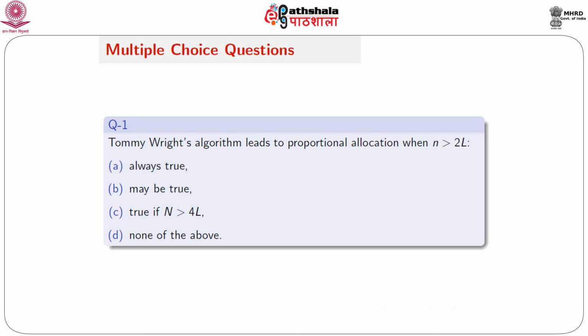So given that understanding about proportional allocation, is it that the Tommy Wright's algorithm that we have seen, by preparing the two-way table and picking the top numbers, leads to proportional allocation? Is it that Tommy Wright's algorithm leads to proportional allocation when n is greater than 2L? That is the question. Whether it is always true, maybe true, etc. Now you can think about this problem. What is the next one?